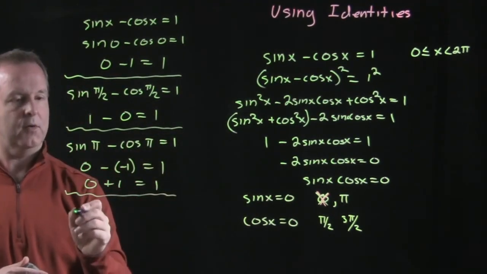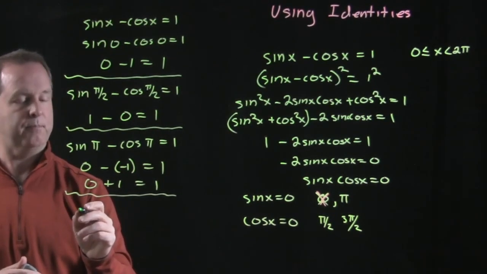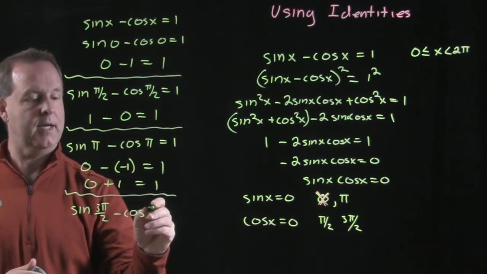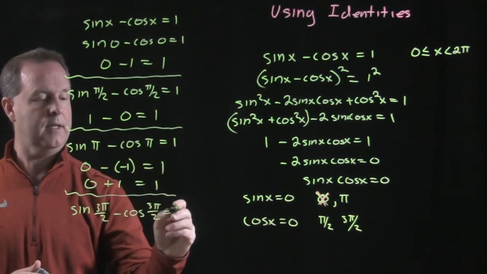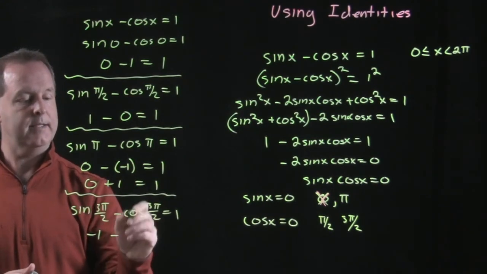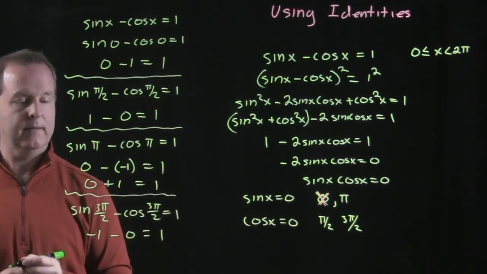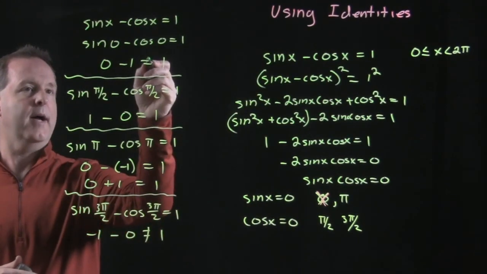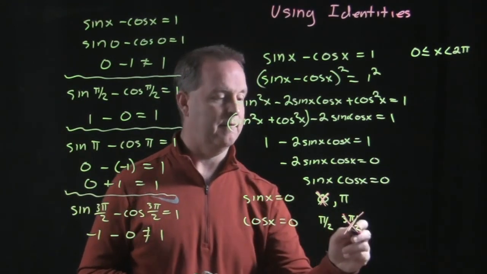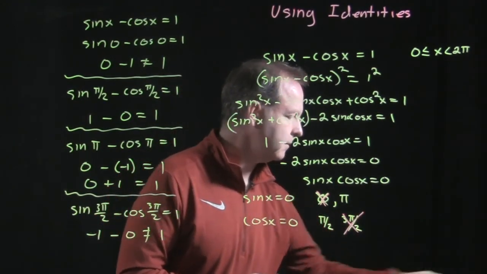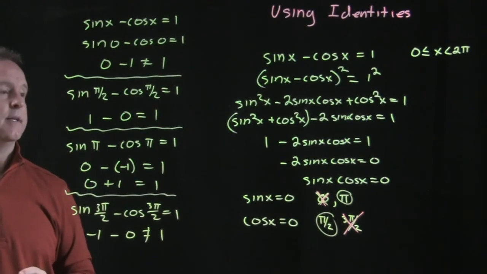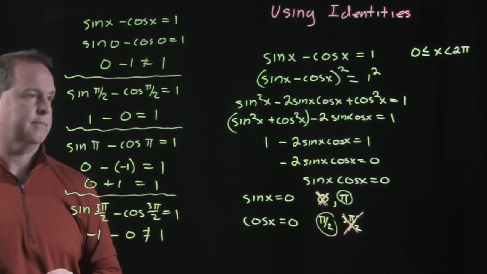And then the last one we have is 3 halves pi. So the sine of 3 pi halves minus cosine of 3 pi halves equals 1. Sine of 3 halves pi is a negative 1, minus a 0, does not equal 1. That's not true. Likewise, that first one I did was not true. So I have another solution that is also invalid. So my total solutions for this to be true are pi and pi halves, and I introduced 2 extraneous solutions in this process.